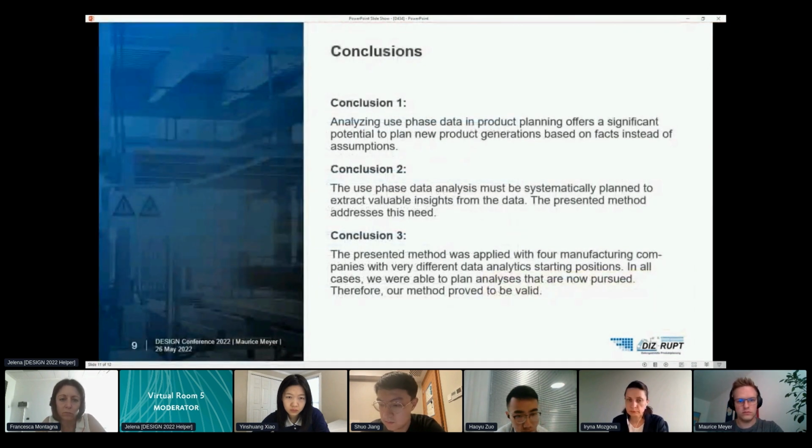Finally, I want to draw 3 conclusions. First, analyzing use phase data and product planning offers a significant potential to plan new product generations based on facts instead of assumptions. Second, the use phase data analysis must be systematically planned to extract valuable insights from the data. The presented method addresses this need. Third, the presented method was applied with 4 manufacturing companies with very different data analytics starting positions. In all cases, we were able to plan analyses that are now pursued. Therefore, our method proved to be valid.